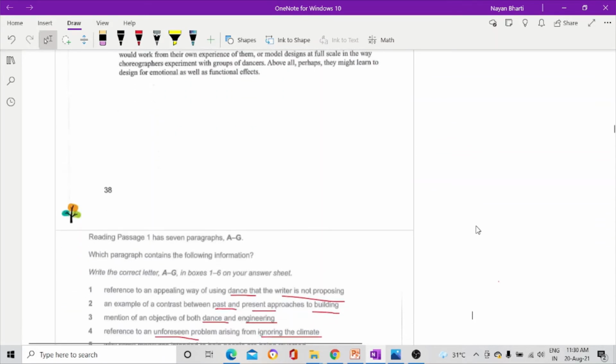Reference of an appealing way of using dance that the writer is not proposing. So here they have given how dance can be useful, how it can be appealing. So this is going to be your answer B. A lot of students think it's very difficult to get matching information. There is so much information, how to identify? If you follow this approach, very easily you will get all the answers correct.